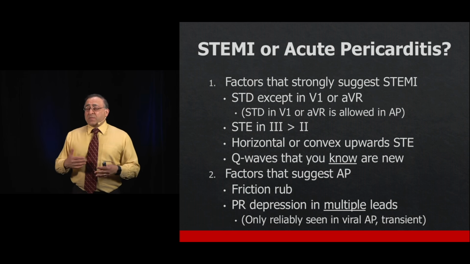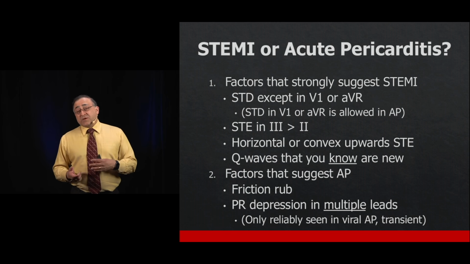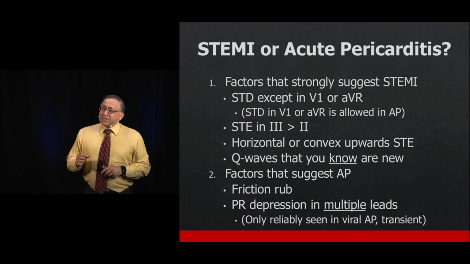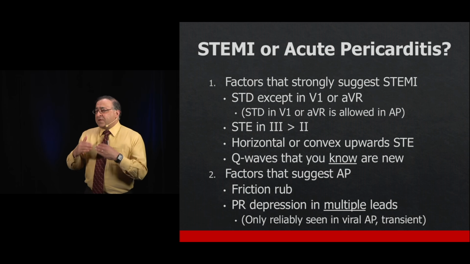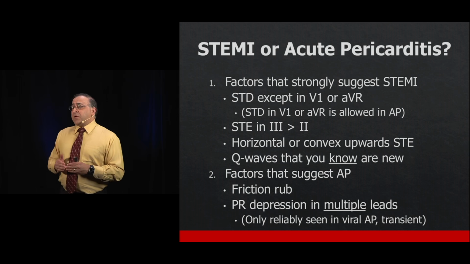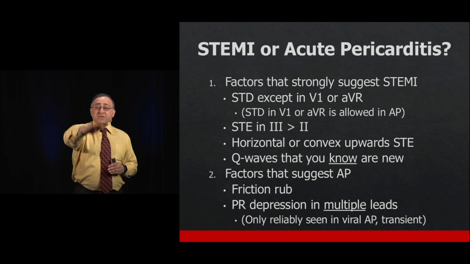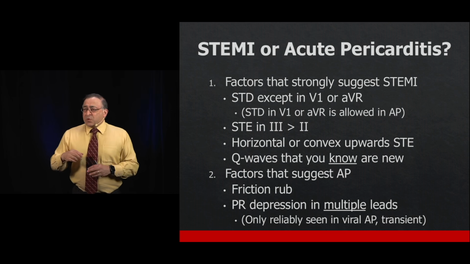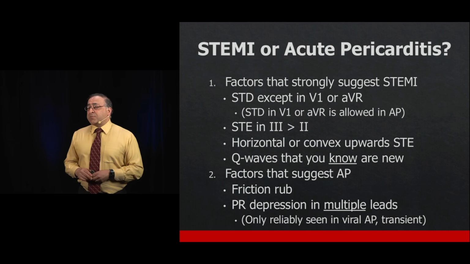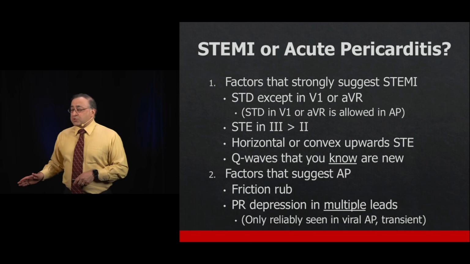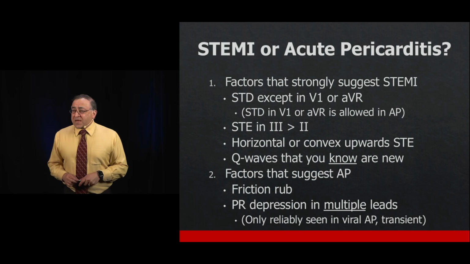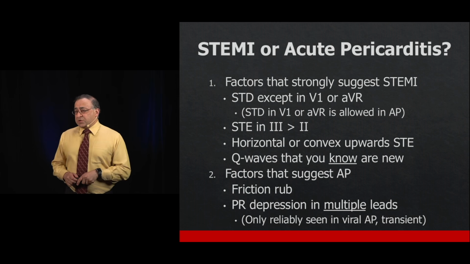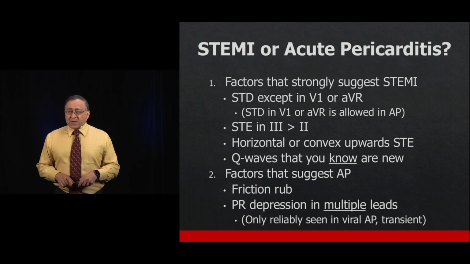But if you hear a friction rub, it's a very reliable finding that tells you that you're looking at acute pericarditis, right? But you're allowed to look for PR segment depression at this point. And again, I want to emphasize that you don't look for PR depression until after you've gone through all of those other steps first that rule in STEMI. And the reason is that we've all been taught this myth that PR depression equals pericarditis. Not true. PR depression can be found in STEMI also, and that's why it should be one of the last things you go looking for. Don't look for PR depression up front, all right?